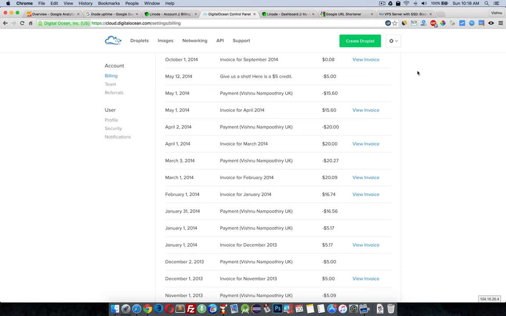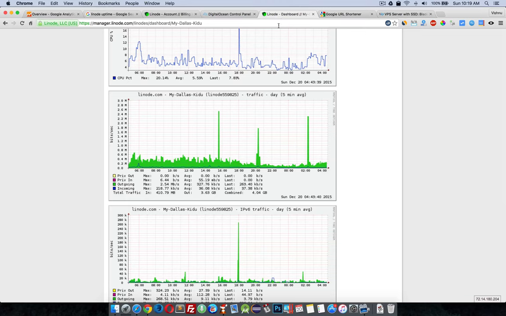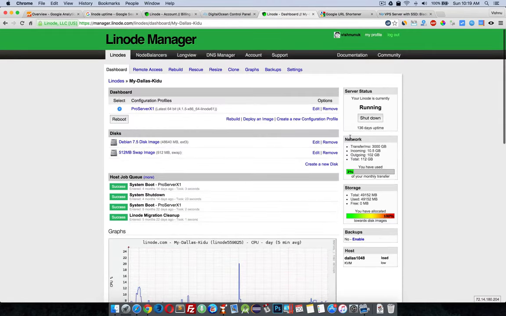Also, I think they oversold their product, because sometimes the request will not get executed by the server because the host machine is very busy, so we get an error. So in Linode we have no problem like that. All requests are getting executed and getting better uptime.